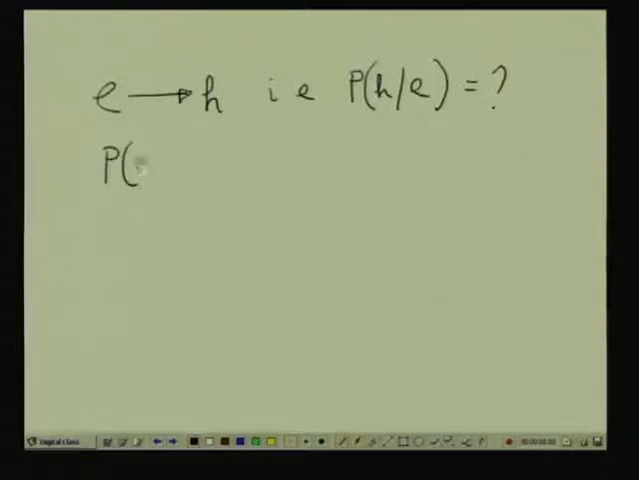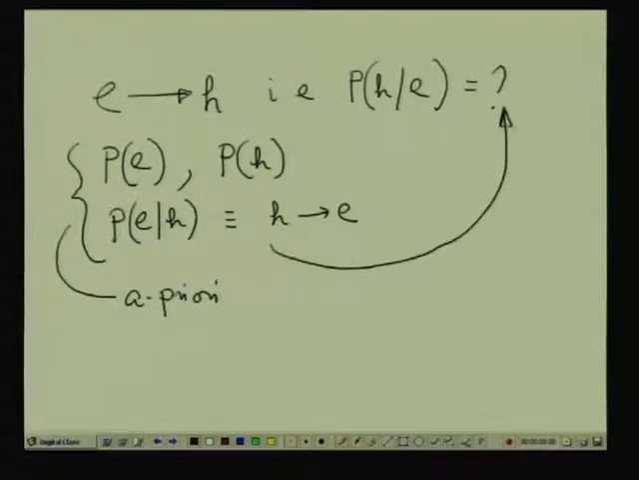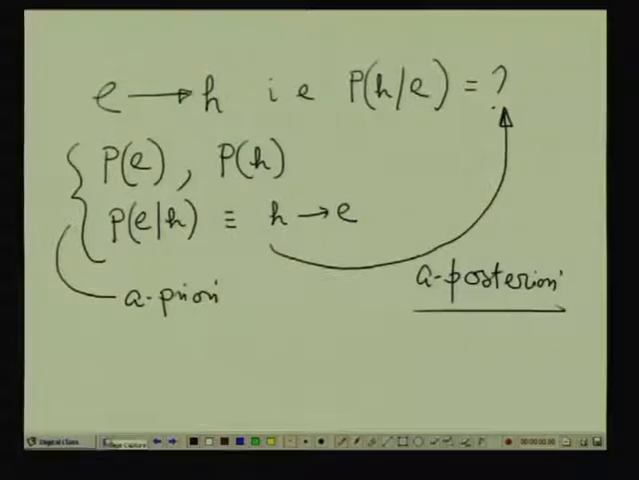We know the a priori probability of E, we know the a priori probability of H, and we also know the a priori probability of E given H, that is the same as H leads to E. These are known beforehand, a priori, right. And using Bayes' rule, using these three, we are computing this one, which is a posteriori. All right. So, that is a very nice thing to do.